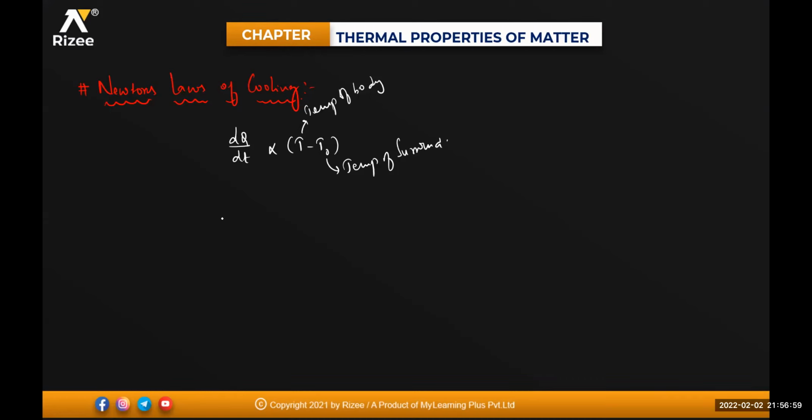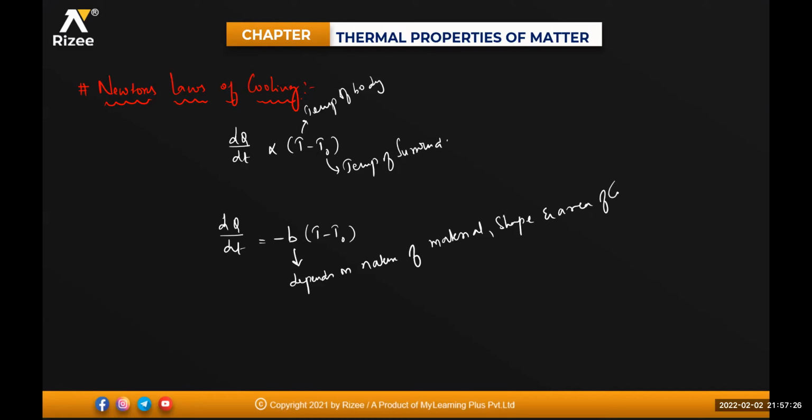So if I remove the proportionality sign, dq by dt is equal to some constant, minus b, into T minus T naught. Why minus? Because it is losing. b is a proportionality constant and it depends on the nature of your material, shape and area of cooling.